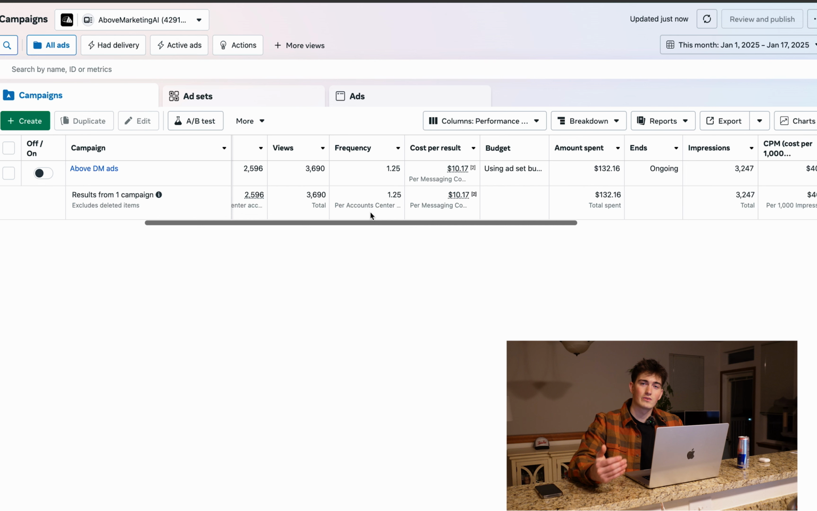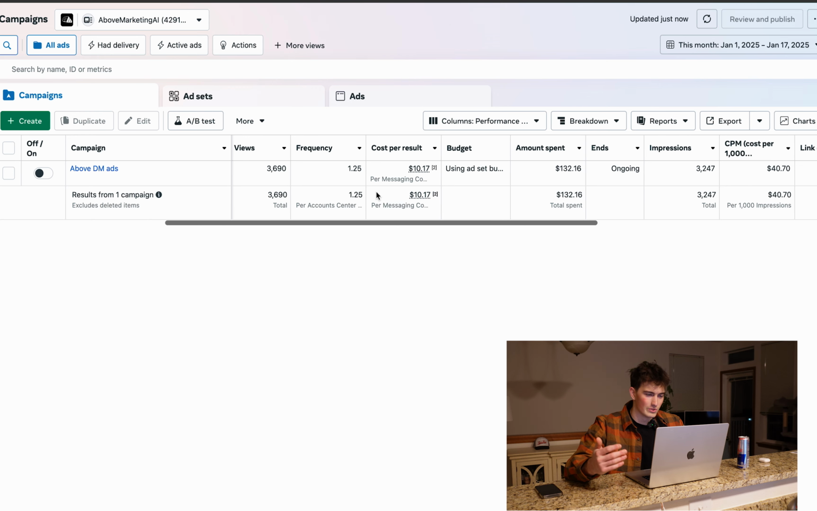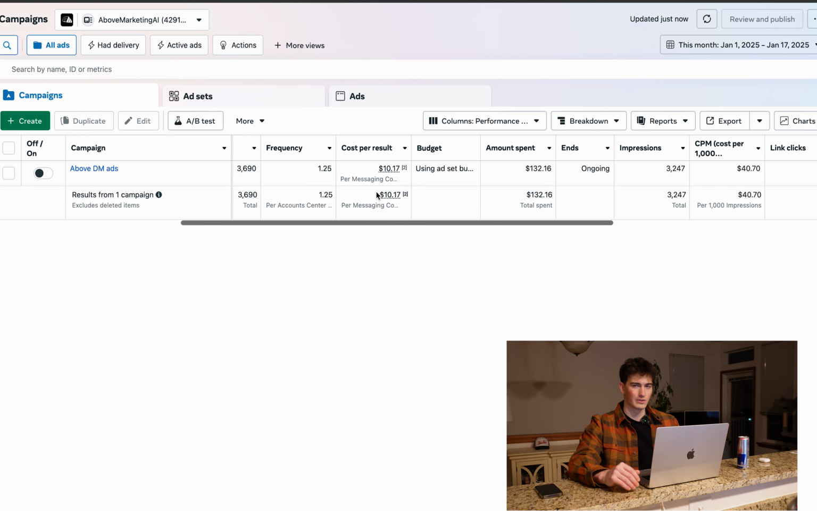Frequency is going to be the average number of times that your ad has been viewed by a single person. So if your frequency is at 1, that means that there hasn't been a single person that's seen the same ad more than once. If your ad's at 2, that means everyone that's seen your ad has seen it twice. So obviously if you're trying to scale, bring in new customers, you want your frequency to be as low as possible. Cost per result, self-explanatory, everyone understands that one.